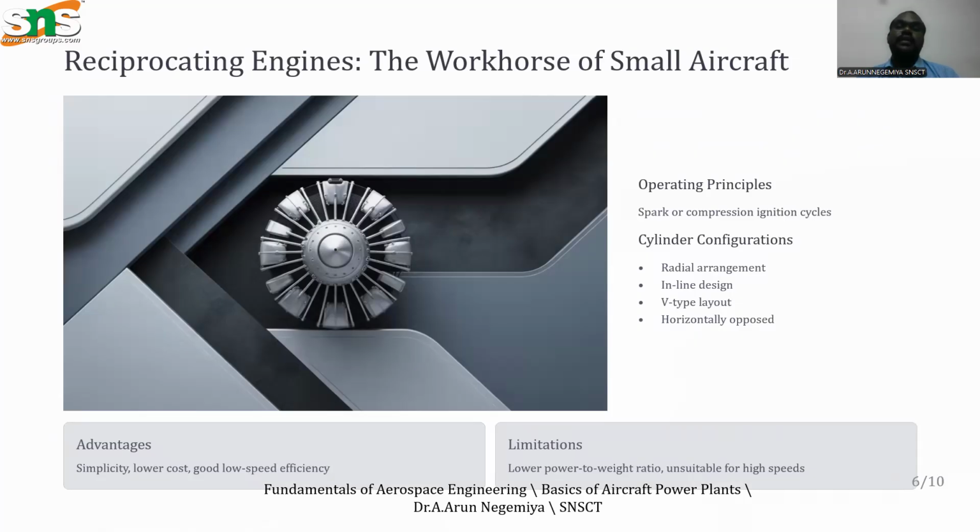Next one is the reciprocating engines. Here we can use the cylinder configuration, which can be classified into four types. First one is the radial arrangement. Next one is the inline arrangement, and third one is the V-type engine. The V-type engine is used for higher end vehicles like BMW and Rolls-Royce. Generally, V-type engines are used today.